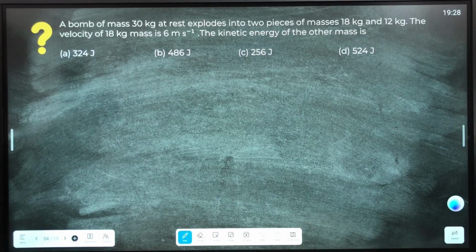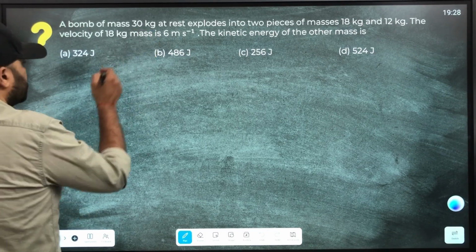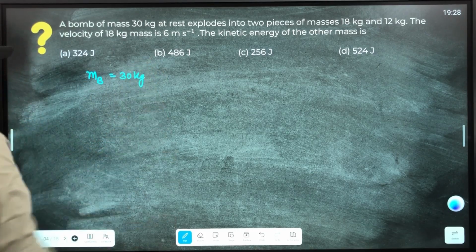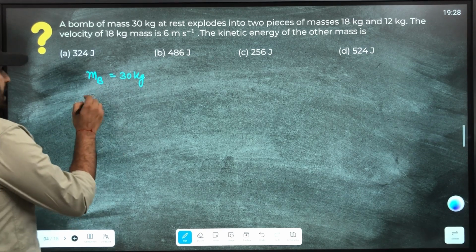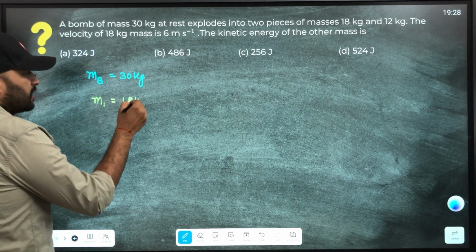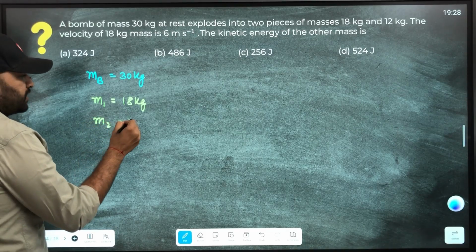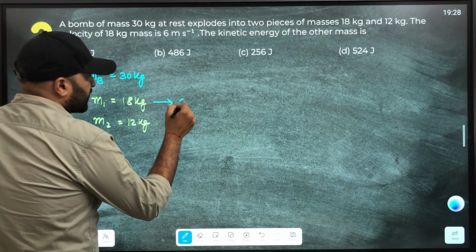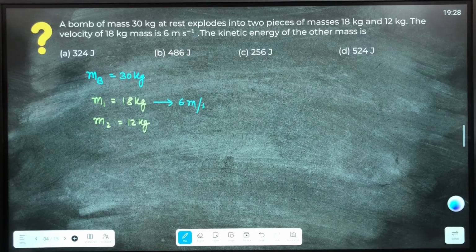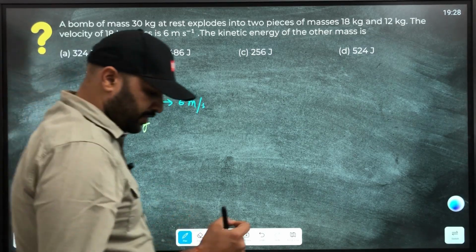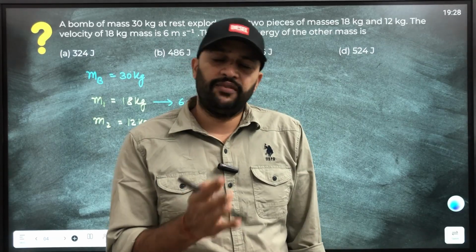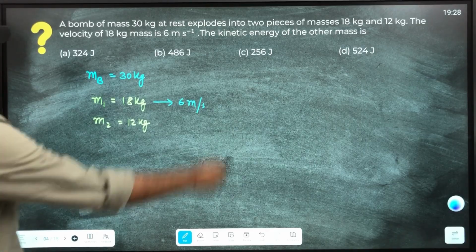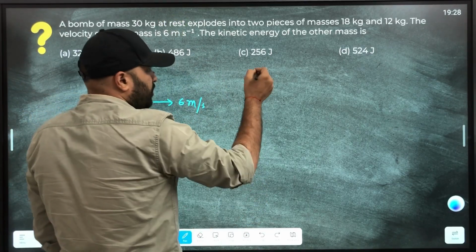Great. Our next question says a bomb of mass 30 kg. So mass of the bomb is 30 kg, at rest, explodes into two pieces. One piece is M1, 18 kg, M2, 12 kg. Great. The velocity of the 18 kg is 6 meter per second. Fine. The kinetic energy of the other mass, so you have to find the kinetic energy of the other mass. To find kinetic energy, again we will apply the law of conservation of momentum and find the velocity of the second particle, right? So it was initially at rest. So we will make use of the concept of momentum.